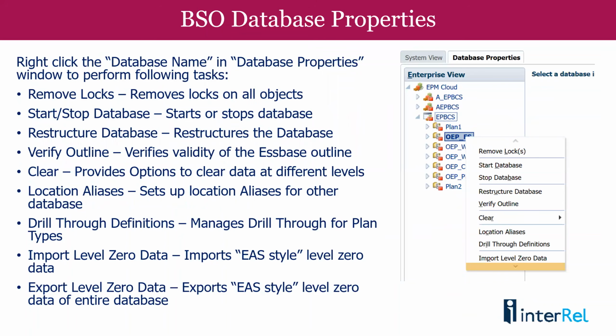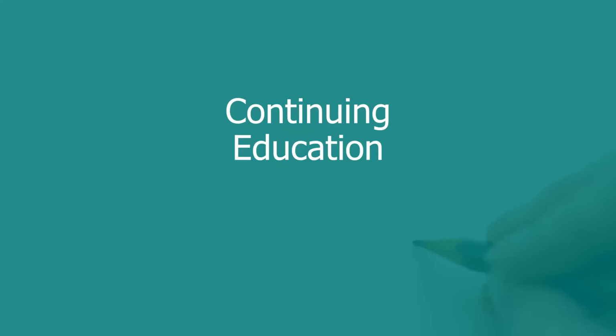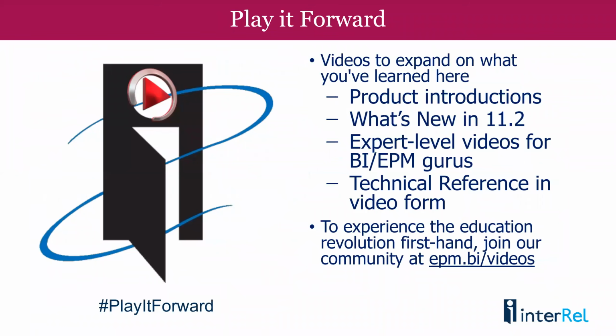It'll tell you when the application, the outline, has been modified. And you can also do things like restructure your database. You can do it from the regular web app, or you can do it by hand here in Calc Manager. You can run a verify outline, you can clear data. So all of this database stuff that you can do, including importing and exporting level 0 data in BSO and ASO, is available.